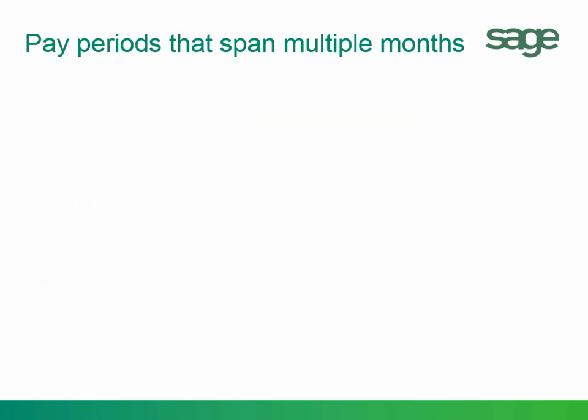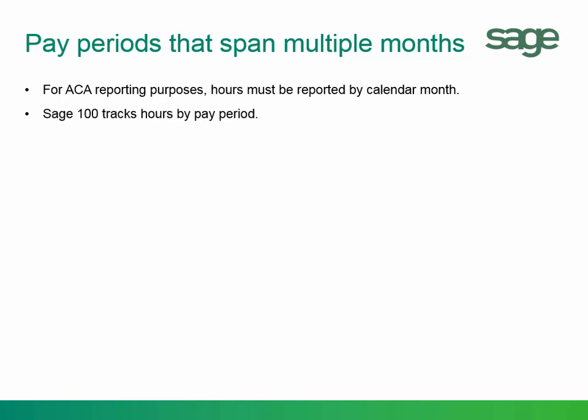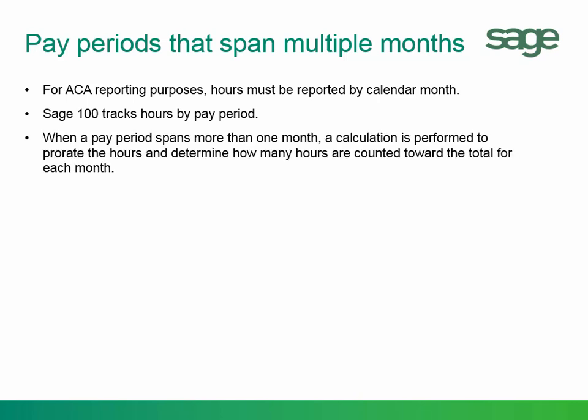Now, to add complexity, not everybody pays on a monthly basis. And for ACA reporting purposes, hours must be reported by calendar month. Sage 100 tracks hours by pay period, which makes sense. When a pay period spans more than 1 month, a calculation is performed to prorate the hours and determine how many hours are counted toward the total for each month.